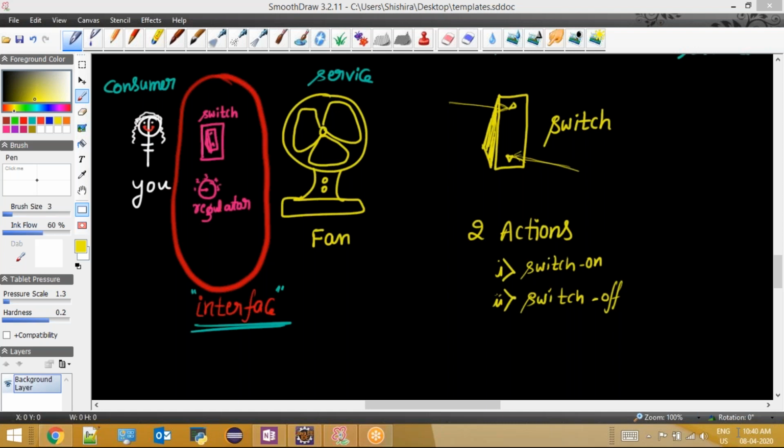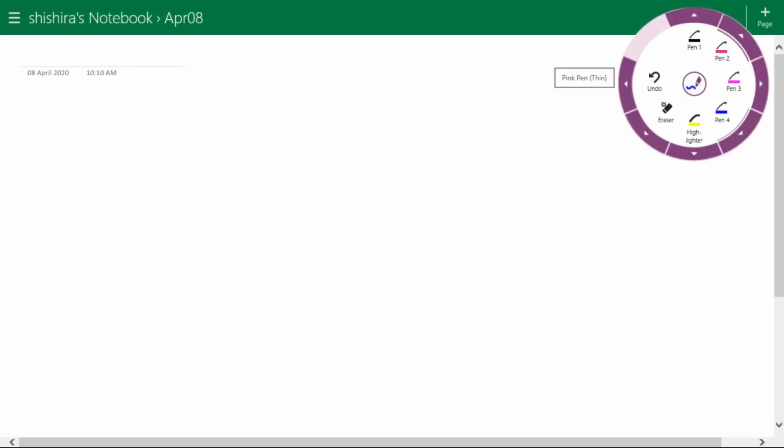So it means, and this is an extremely important point, an interface alone without the service is useless. I'll repeat, an interface alone without the service is absolutely useless. If you want an interface to work, it has to be connected to the service. This is the first and foremost and super important thing. I'll write it here. Interface alone is useless.